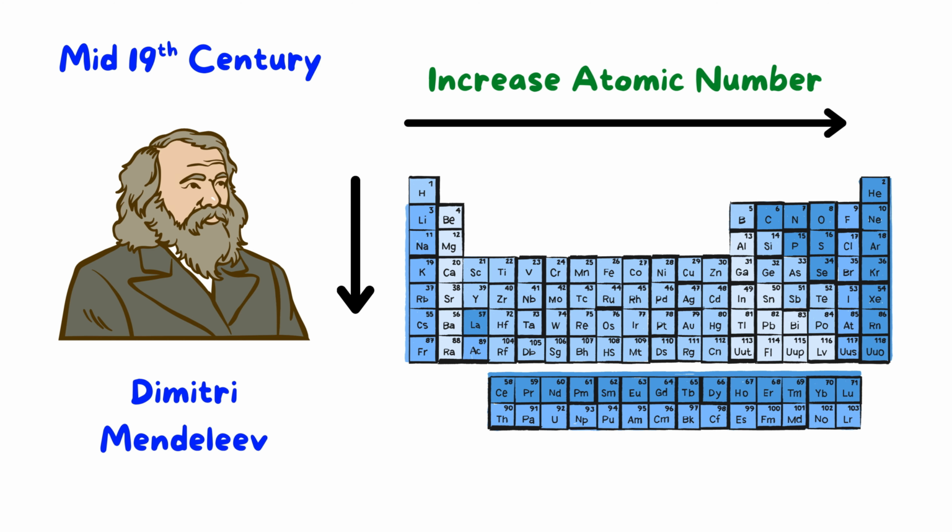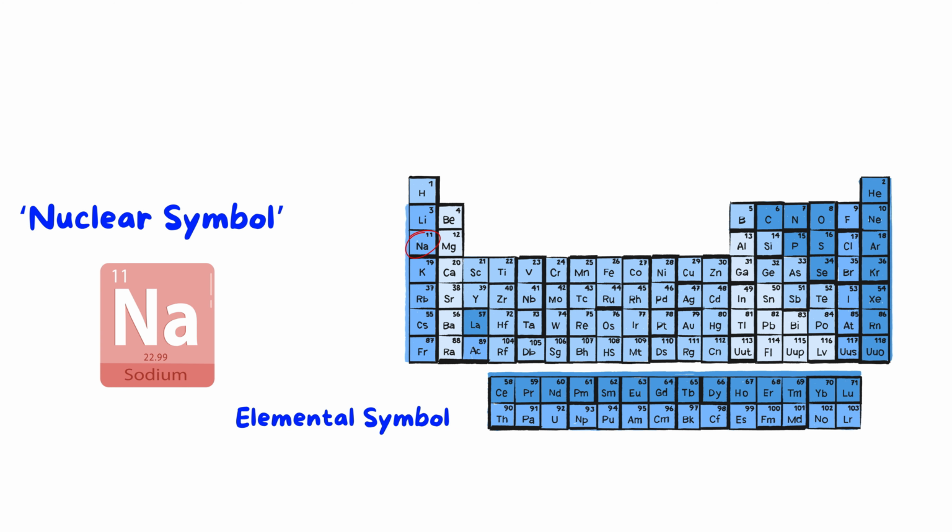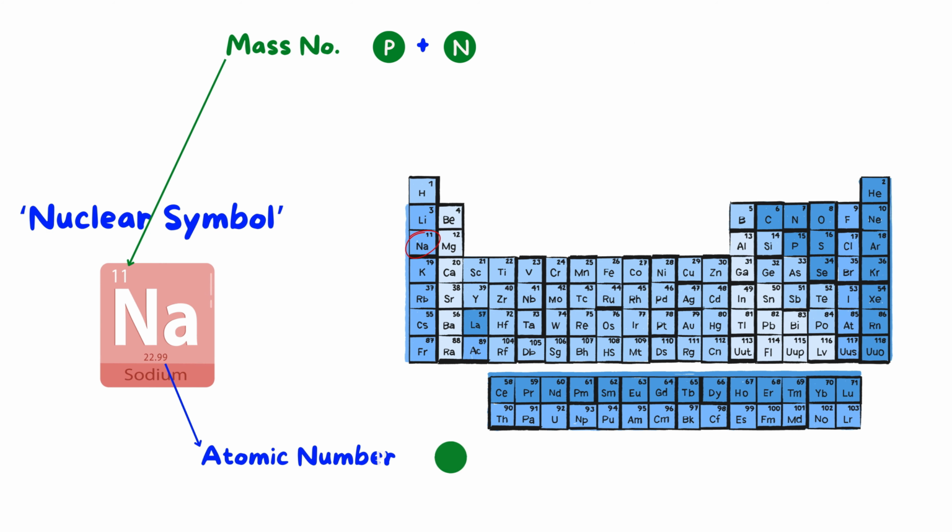The periodic table, much like a book, is read from left to right and top to bottom, and the elements are arranged in order of increasing atomic number, which indicates the number of protons in the atoms of each element. Within each box on the table, you will find three key pieces of information. The element symbol, like Na for sodium, appears prominently in the center. The atomic number, which tells you how many protons the atom contains, is placed at the bottom left, and the mass number, which shows the total number of protons and neutrons combined, is found in the top left corner.